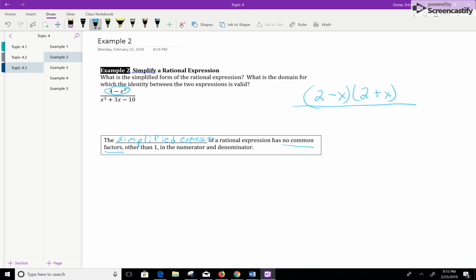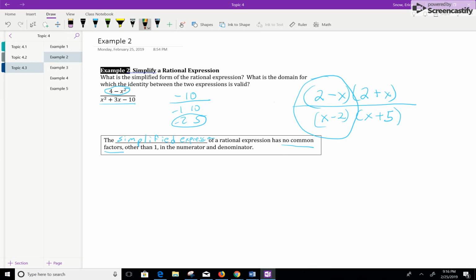And then on the bottom, we just have a good old traditional trinomial. So we're going to have negative 10, 1 and 10, 2 and 5. 10 is negative, 3 is positive. So there's what we're going to put on the bottom. So we have x minus 2 and x plus 5. Now, what you'll notice is that none of these look exactly the same. But if you have something that looks similar, I'm going to circle these two that look similar.